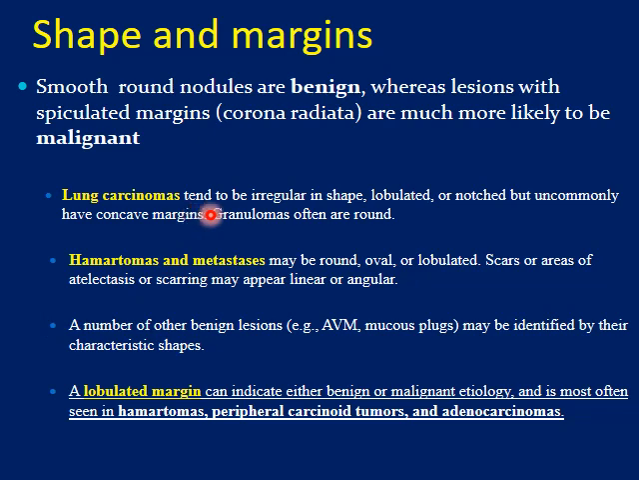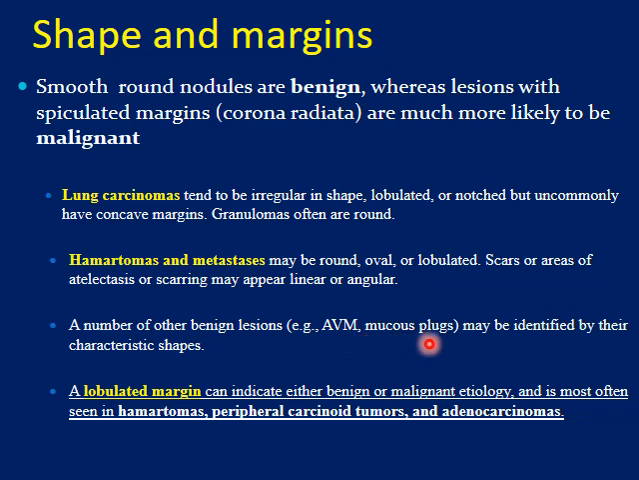Lung carcinomas tend to be irregular in shape, as I have said, lobulated, notched, with concave margins, but granulomas are often rounded. Hamartomas and metastases may be rounded, oval, lobulated. Areas of atelectasis or scarring may appear linear or angular.